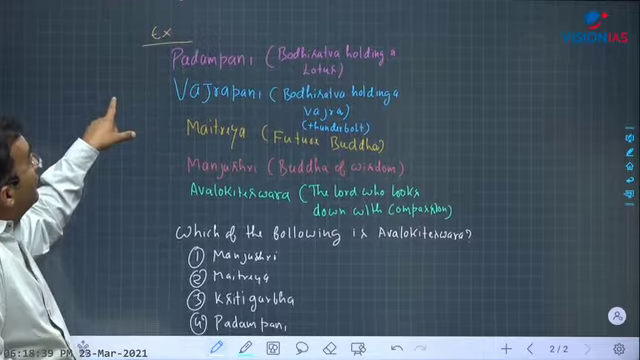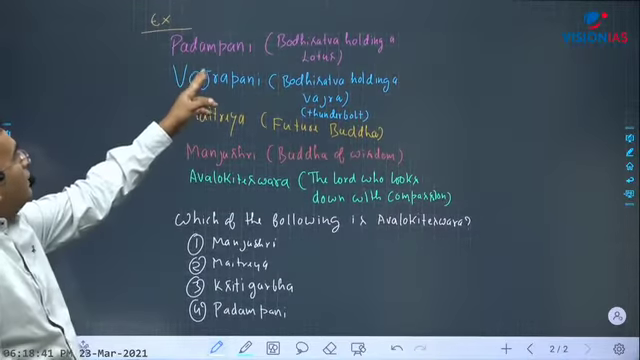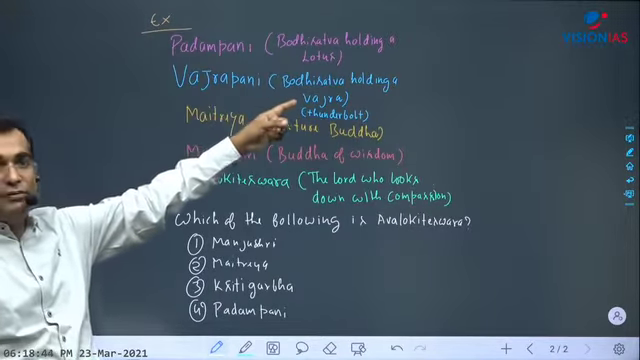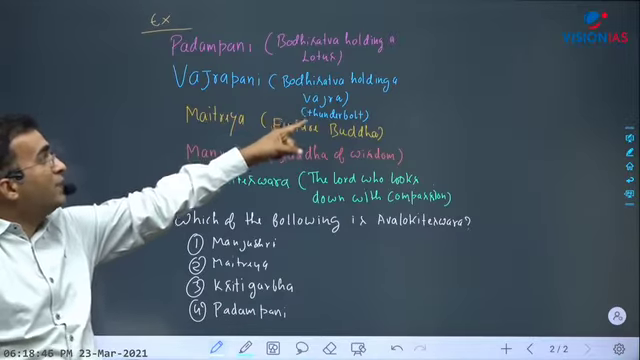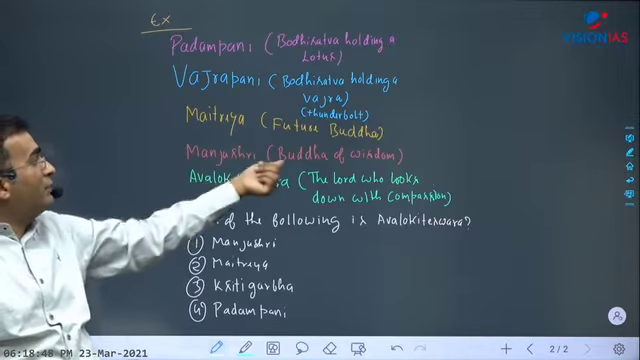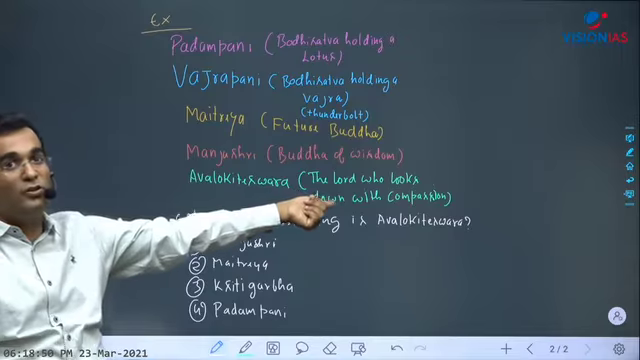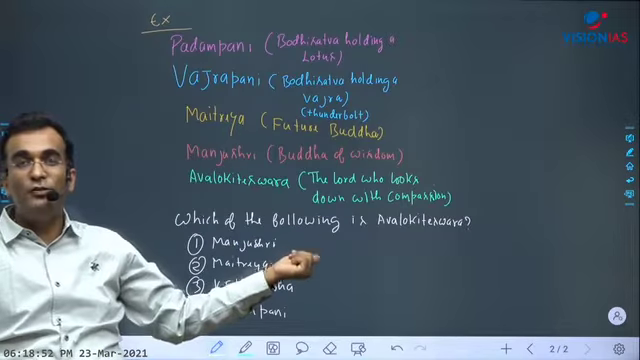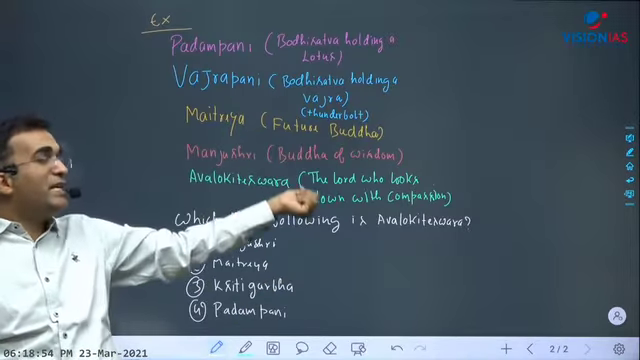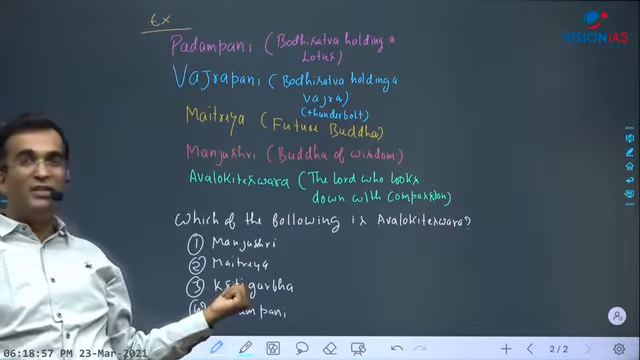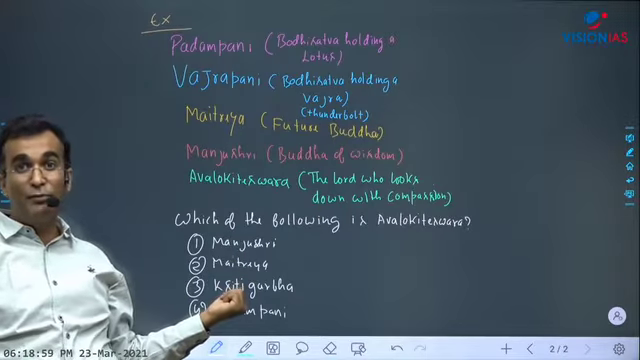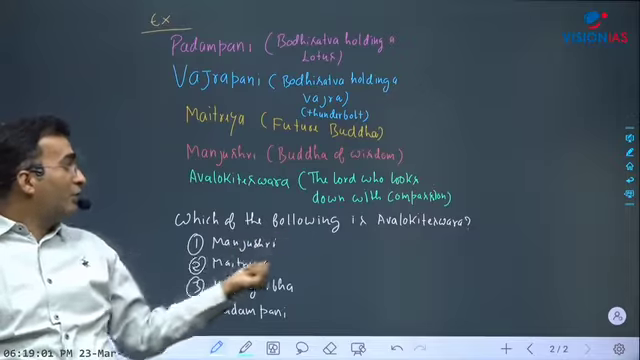Just 1 minute. Now it's fine. So Padmapani you have written. What is the meaning of that one? You can see what is the meaning of the Vajrapani. You can see the meanings of Maitreya, Manjushri, and Avalokiteshwar also written. Now, since you are seeing all these meanings, and this one which I have not explained, that's why I have kept it over here. So which of the following is Avalokiteshwar?